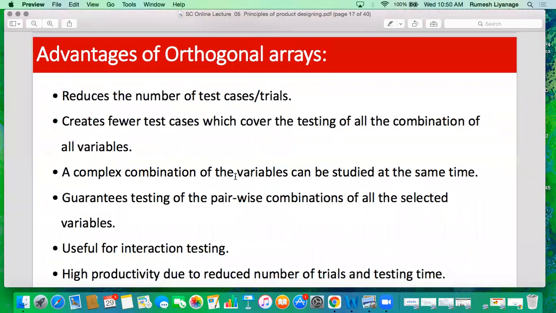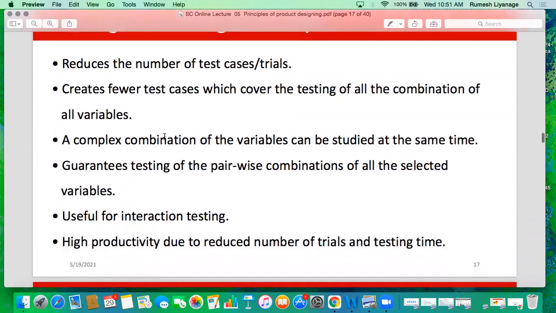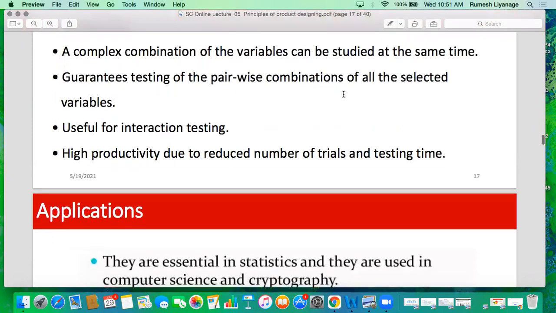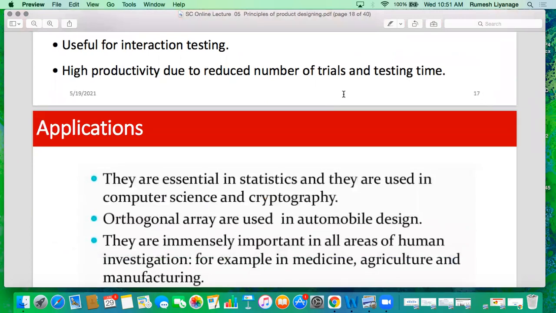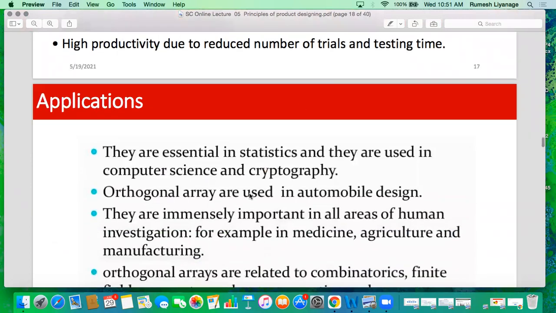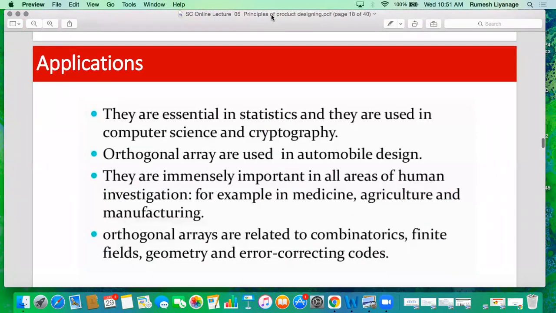Then what are the advantages? You know what the major advantage is? The number of trials has been reduced. Reduce the number of test cases for trials. Create few test cases which cover all the testing, and complex combinations of the variables can be studied. Interactions are there, right? And high productivity. Raw material wastage is very low, energy wastage is very low, and interactions are there. Those are the advantages.